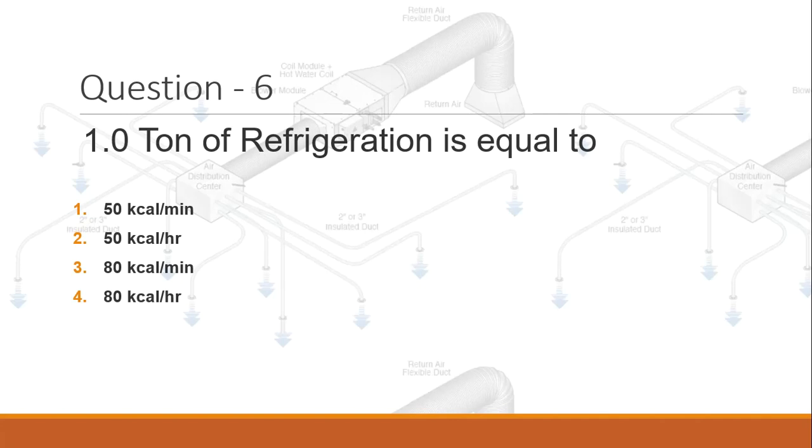Question 6. 1.0 ton of refrigeration is equal to 50 kilocalories per minute, 50 kcal/hr, 80 kilocalories per minute, 80 kcal/hr.